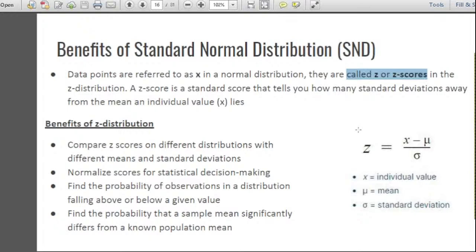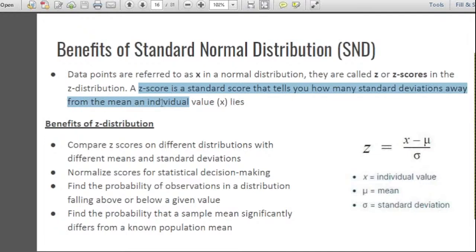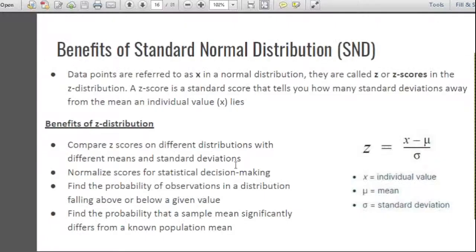And the formula for the z-score is this: x minus mu, where x means the observation and mu means the population mean, divided by the population standard deviation. This will give me a z-score for each value. This is how you standardize the normal distribution. A z-score is a standard score that tells you how many standard deviations away from the mean an individual x lies.